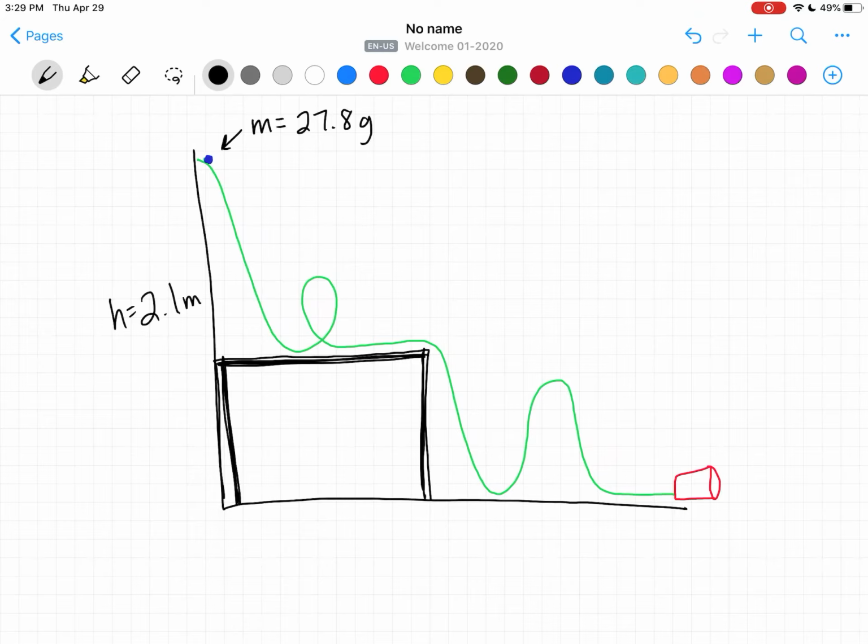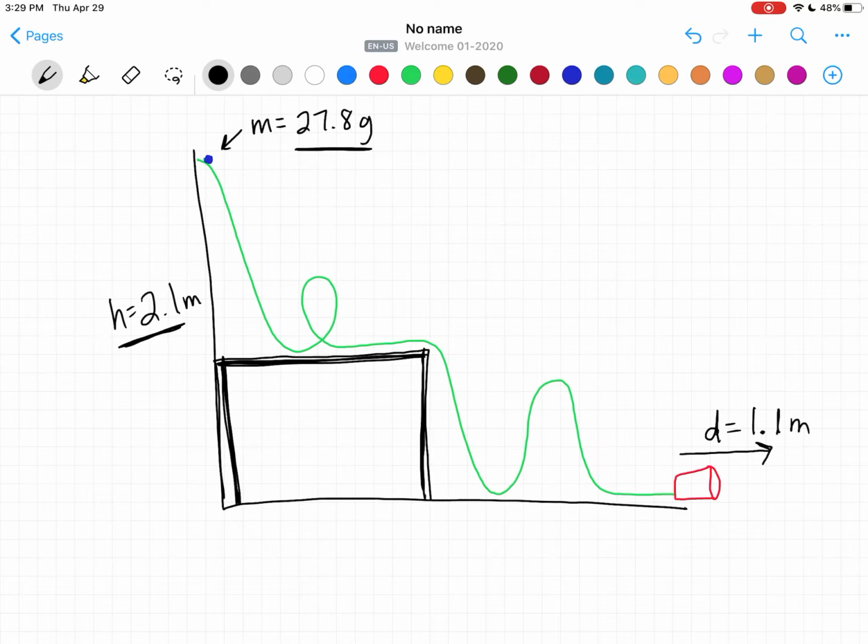Okay, so here's a sample roller coaster. The height of the roller coaster is 2.1 meters. Here I have my marble. The mass of the marble is 27.8 grams. And then I have the cup over here. For this scenario, we're going to assume that when the marble reaches the cup, it is going to move the cup a distance of 1.1 meters. So we can use all of this information in order to fill out our calculations.